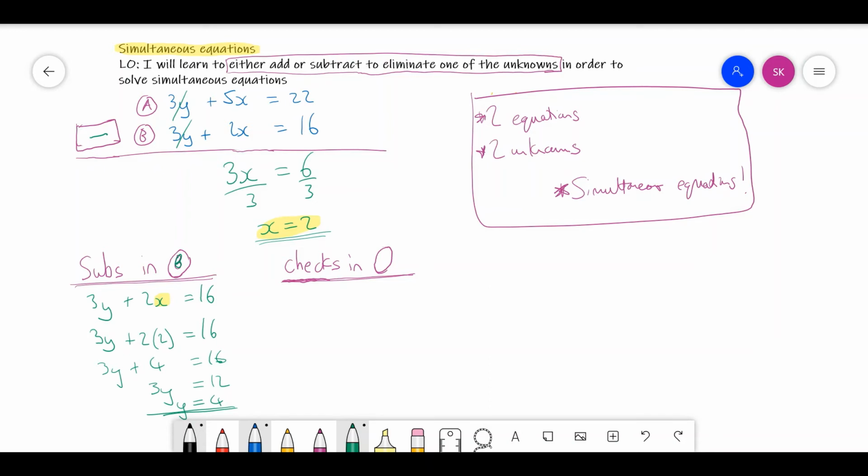But the beauty of this method is that now we get to check to see if we're right. So if I subbed into B, I check in A. I say subs in B, you say checks in A. Subs in B, checks in A.